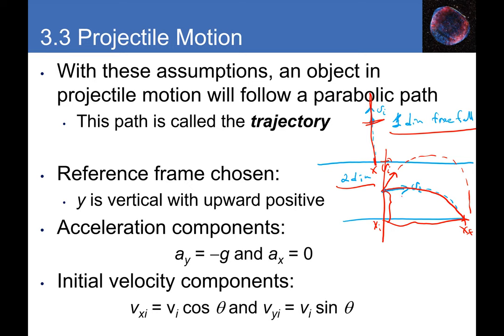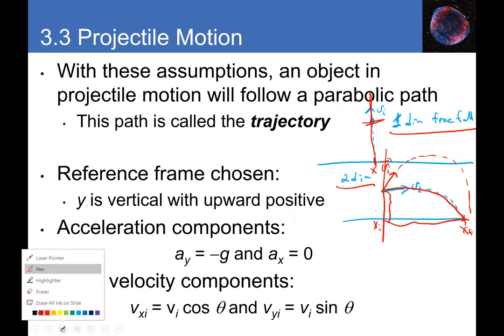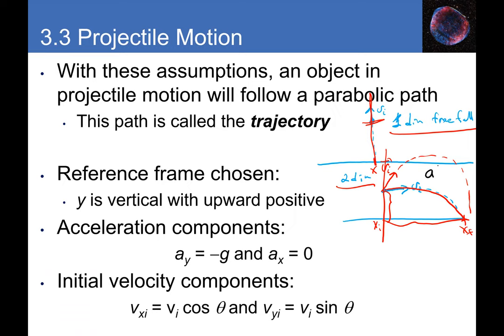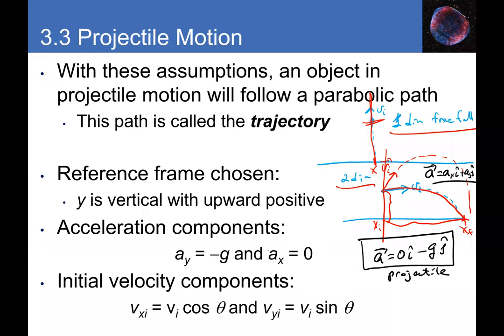But there's a little bit of difference between how it moves in the x direction and how it moves in the y direction. Because we're assuming the entire time that gravity is the only acceleration present in the system. That means acceleration, taking into account the x component i hat plus the y component j hat, goes like this. There is no acceleration in the x direction, and there is negative g acceleration in the y direction. That means, for the projectile, ax equals zero, and negative g acceleration in the y direction.